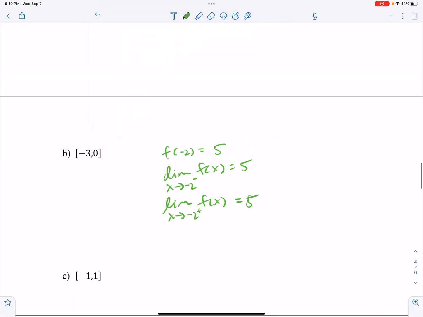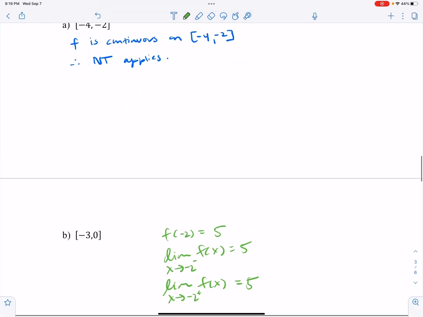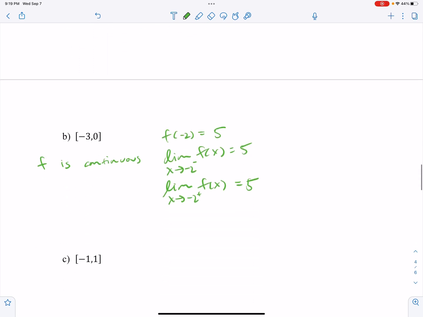So f is continuous on the interval from -3 to 0. Therefore, the intermediate value theorem applies.